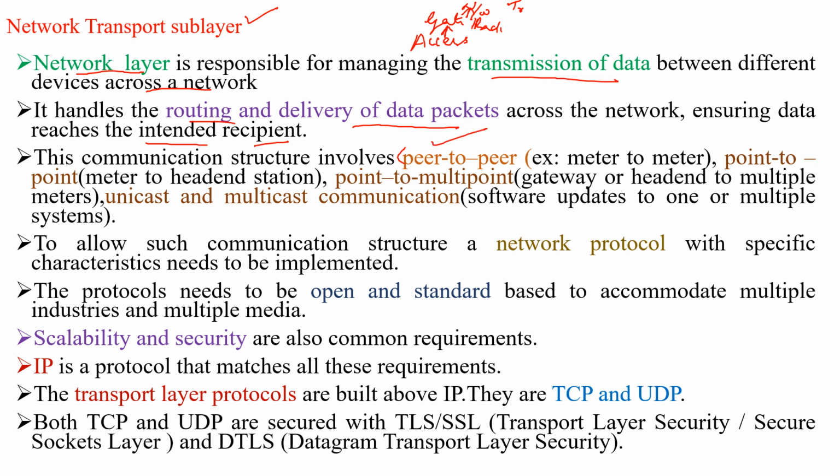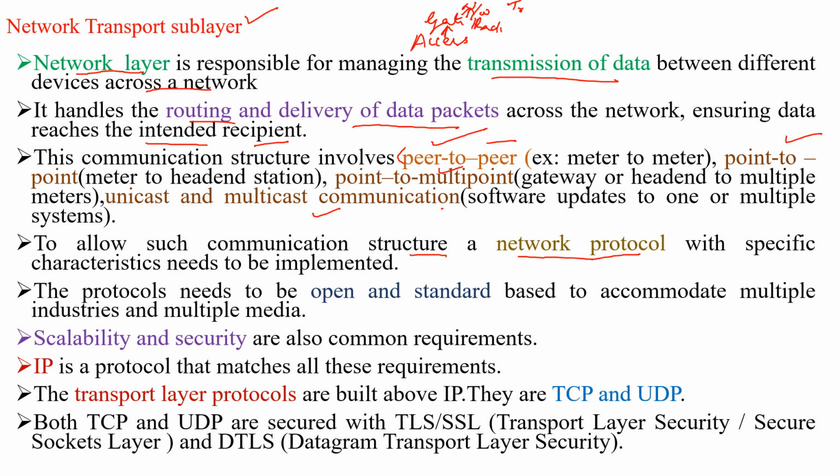This kind of communication structure involves three to four types: peer-to-peer communication, point-to-point communication, point-to-multipoint communication, and unicast and multicast communication. For peer-to-peer communication, the example is, in the smart meter, if two meters communicate from meter to meter, it is called peer-to-peer. If a meter communicates with the head end station, then it comes under point-to-point. Point-to-multipoint means gateways or head end to multiple meters. Then unicast and multicast communication, that is software updates to one or multiple systems. These are the examples.